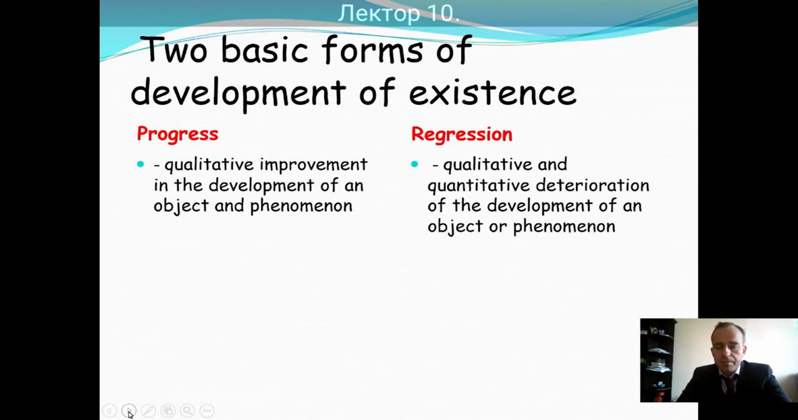Okay, you need to know that there are two basic forms of existence, or development of existence. The first one is progress, and the next one is regression. So what is progress? This is a qualitative improvement in the development of an object or phenomenon. This is a positive aspect of development of existence. And what is regression? This is qualitative and quantitative deterioration of the development of an object or phenomenon. This is a negative phenomenon, of course, as far as you can understand.